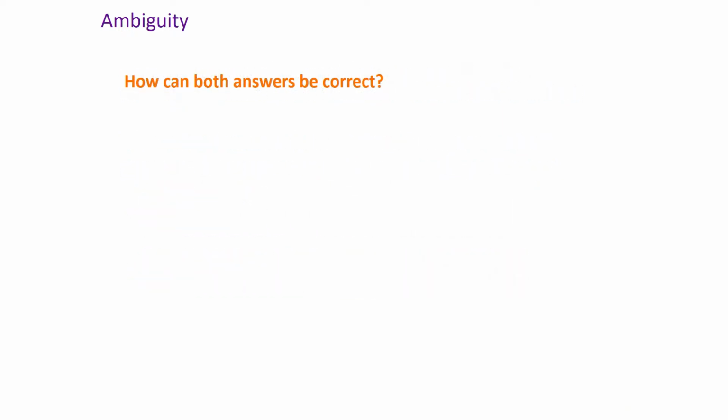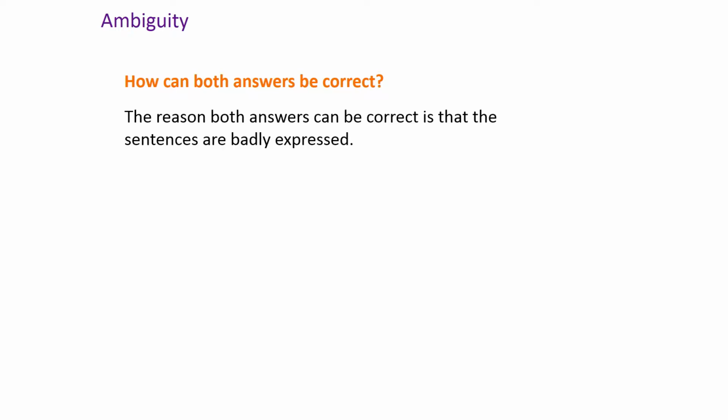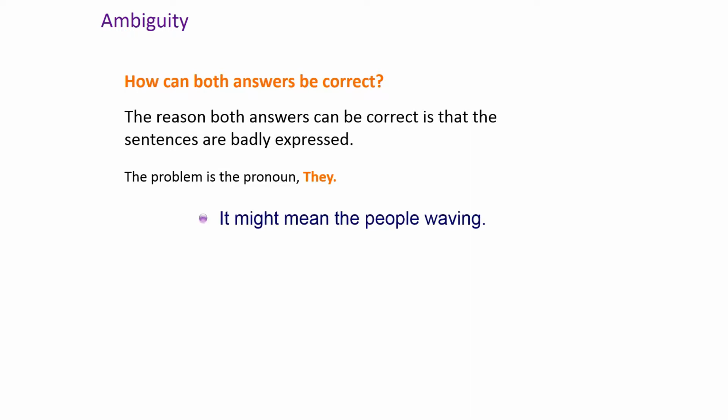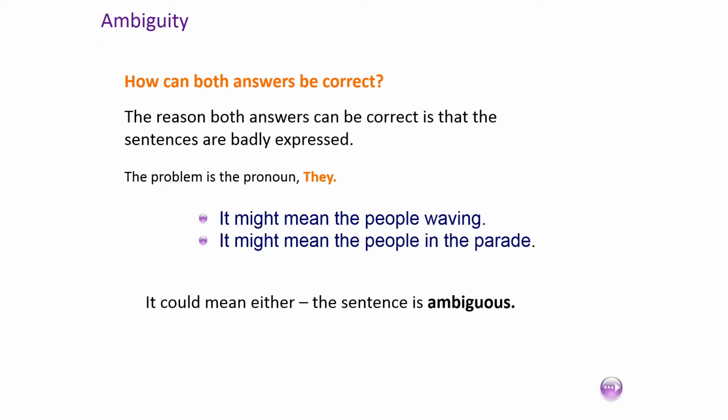How can both of those sentences be correct? Let's find out. The reason why both sentences can be correct is that the sentences are badly expressed. The problem is the pronoun they. It might mean the people waving, or it might mean the people in the parade. It could mean either because the sentence is ambiguous.